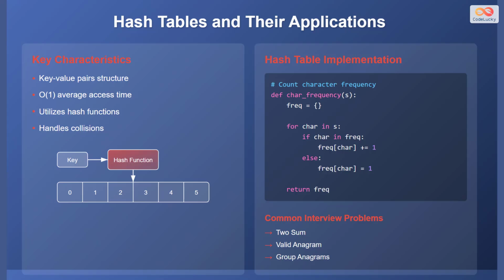There is the two-sum problem, where you need to find two numbers in an array that add up to a specific target value. Valid anagram is where you determine if two strings are anagrams of each other. Another problem is group anagrams, where you group words that are anagrams together.